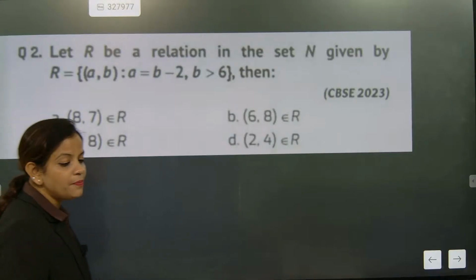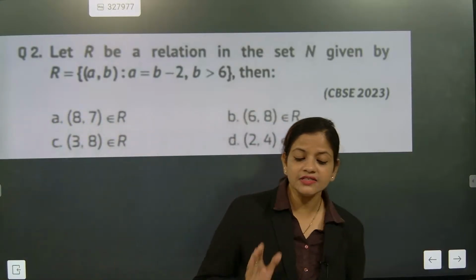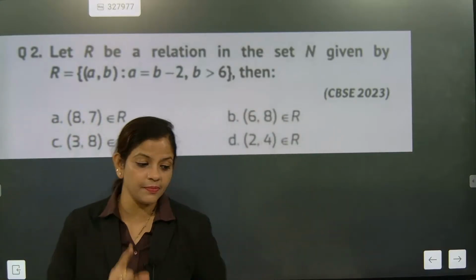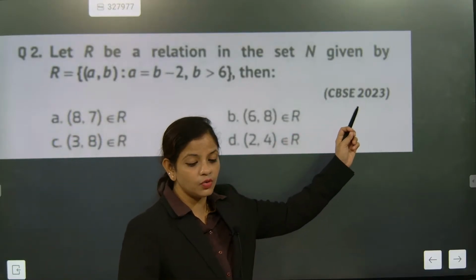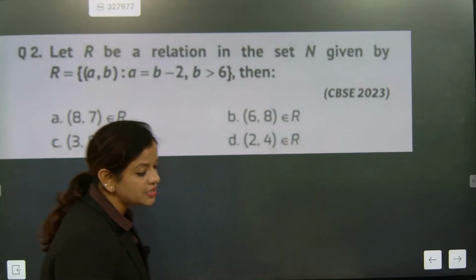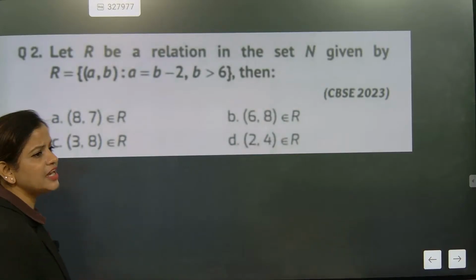Now look here, everyone, please pay attention here. R is a relation in the set, and this is a CBSE 2023 question. Don't miss this question, children. Relation is given. How are you going to first write the relation?